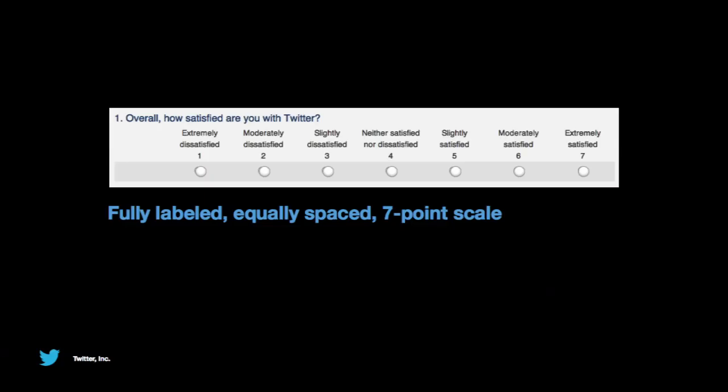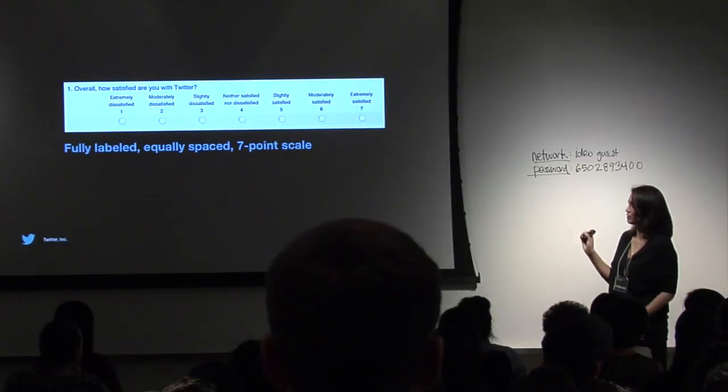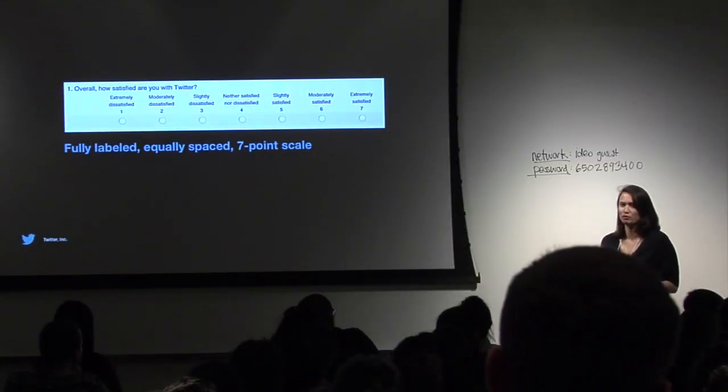So how do you actually measure it? This is the question that I use, and I know a lot of companies use as well. So overall, how satisfied are you, in this example, with Twitter? Some things I want to point out are the fully labeled scales, the fact that they're equally spaced, and that they're on a 7-point scale.